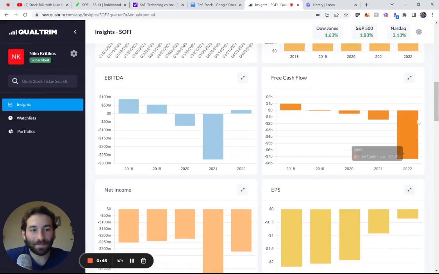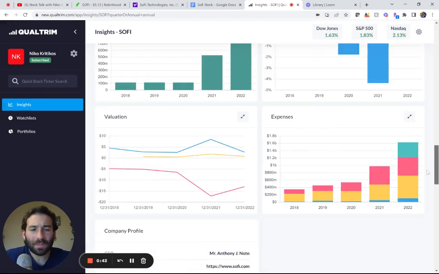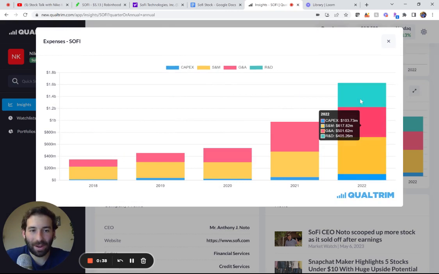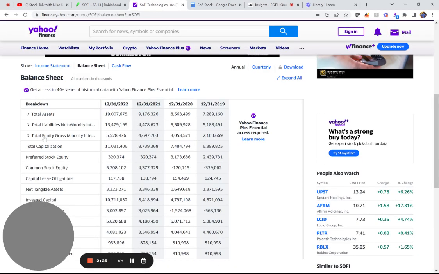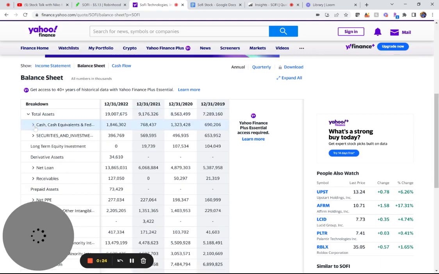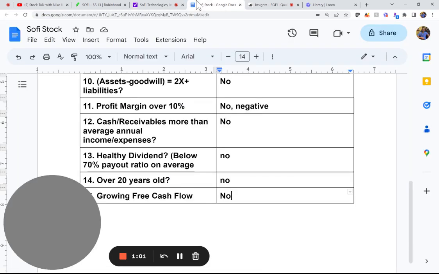So that's not good. If we want to look at their expenses, what we're going to see here is expenses are growing very fast, right? So this, the whole collection of it is probably $1.6 billion, right? So I guess you could say, $1.6 billion in expenses, and the company has $1.8 billion in cash. So this one should be a check. We can give this one a check.